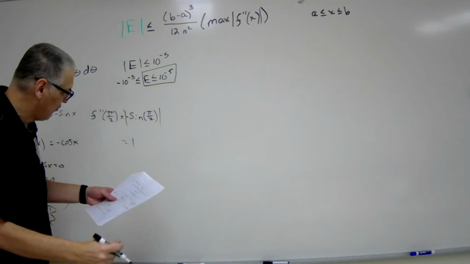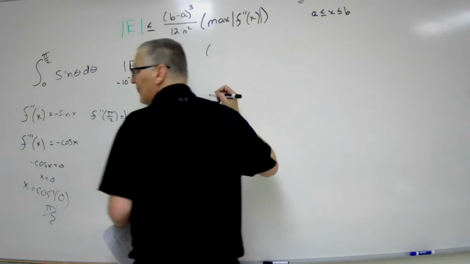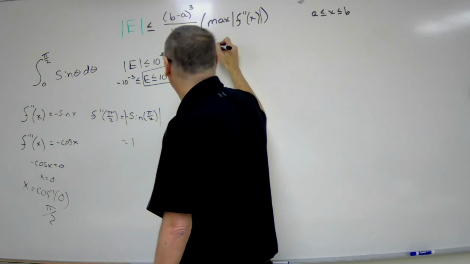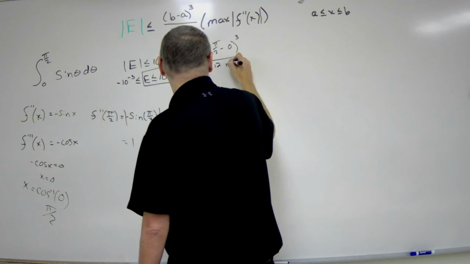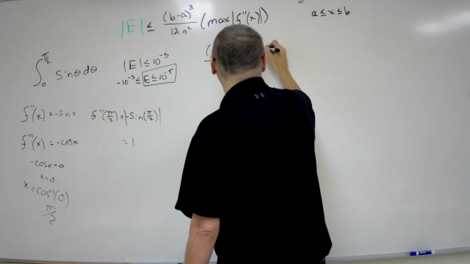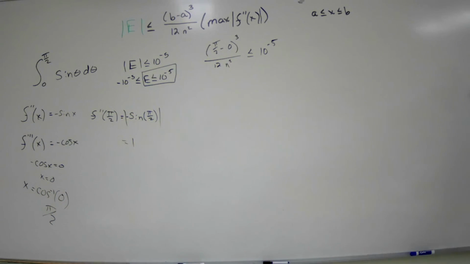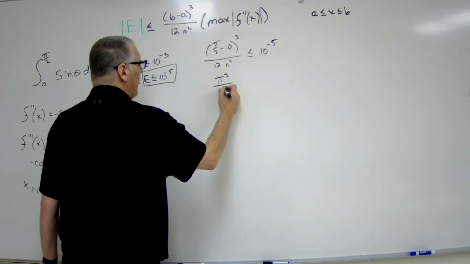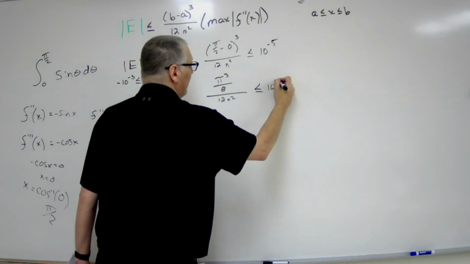So, for the AB, let's do this equation. We know, let's see, what is my B? Vanessa, what's my B? It's pi over 2. Pi over 2 minus 0, cubed, over 12n squared has to be less than or equal to 10 to the negative 5, right? This gives me pi cubed over 8 all over 12n squared is less than or equal to 10 to the negative 5.